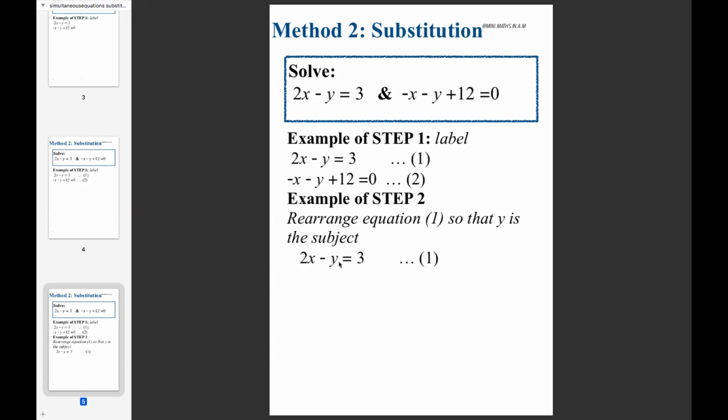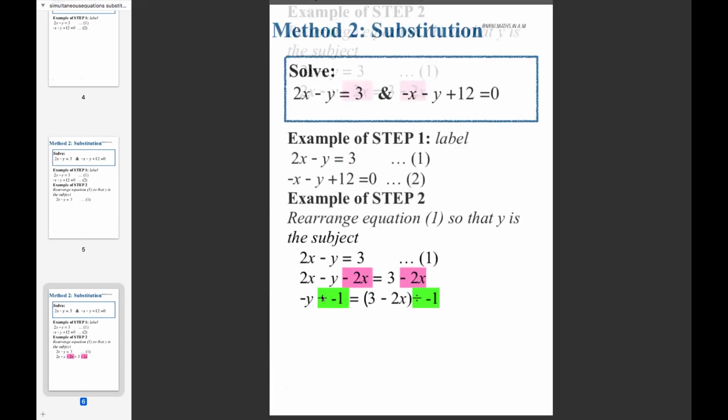Okay, so we have 2x minus y equals 3, so I'm rearranging that to make y the subject. My first step to try and get y a little bit closer to being by itself is to subtract 2x from both sides. On the left-hand side, the 2x's cancel out because 2x minus 2x is just 0, so we're just left with negative y. And on the right-hand side, we have 3 minus 2x.